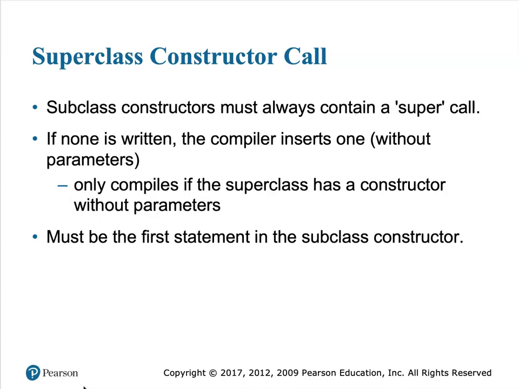Now, here's the thing. This only works if there is a zero parameter constructor. If your constructor requires a parameter, then you must call it explicitly, passing however many parameters are necessary with a call to super. The other thing is, you can't do any work with your object until the superclass object is created, so it must be the very first line inside of your constructor.